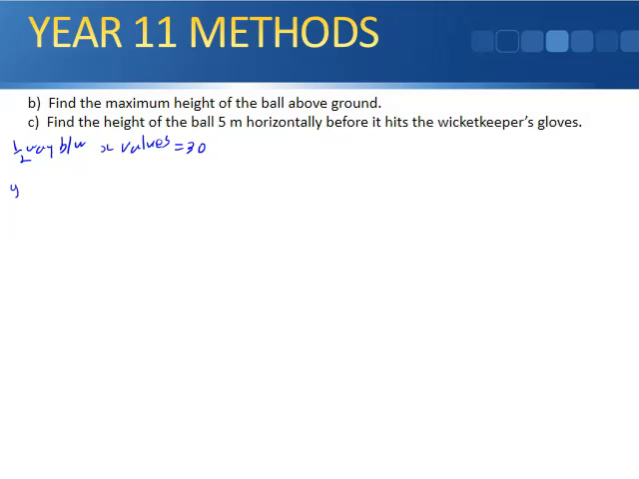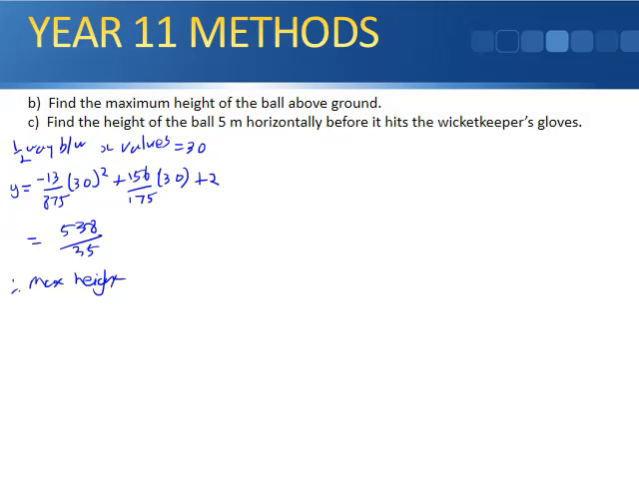And substituting that in, I get y equals negative 13 over 875 times 30 squared, plus 156 over 175 times 30. Now I'm going to do this on the calculator. I'm not going to do this freehand. Plus my 2 equals 538 divided by 35. Therefore, maximum height is 538 divided by 35 metres at x equals 30 metres. So that's my part B.